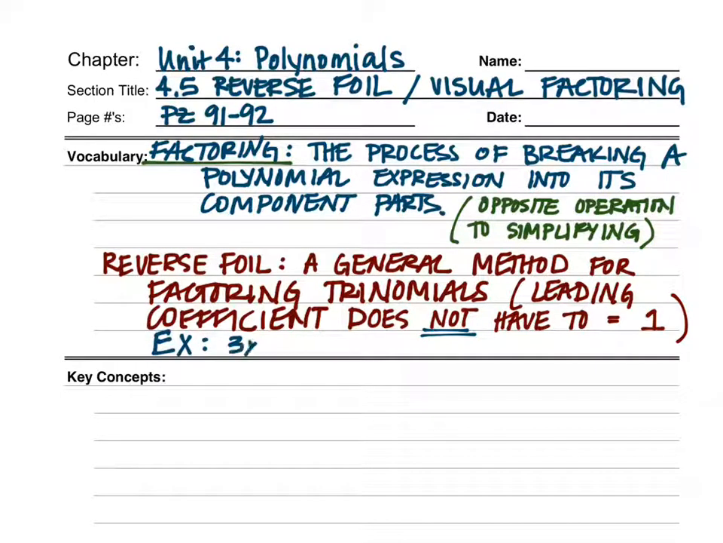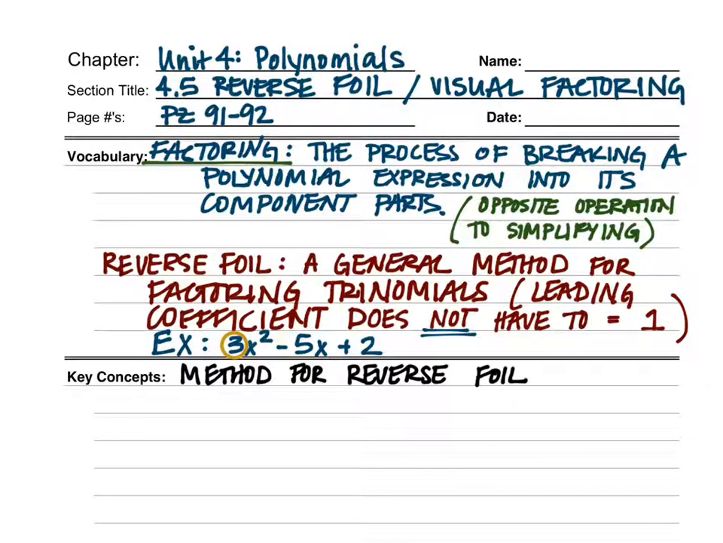An example of a polynomial with its leading coefficient maybe not 1 is 3x squared minus 5x plus 2. And here I've circled that leading coefficient of 3. So we can use this visual method. Let's go ahead and talk about the steps for the method, the method for visual factoring, which in this case we're talking about as the method for reverse FOIL.